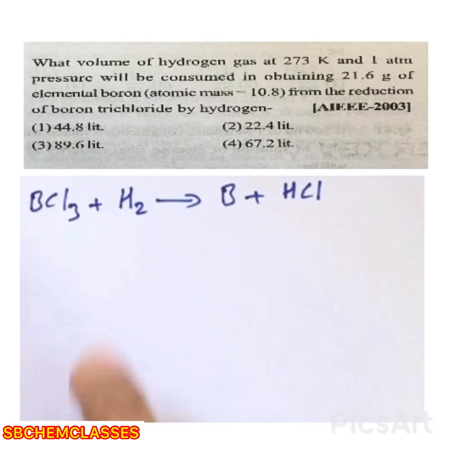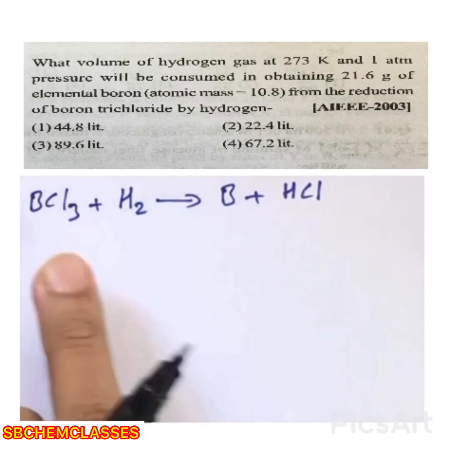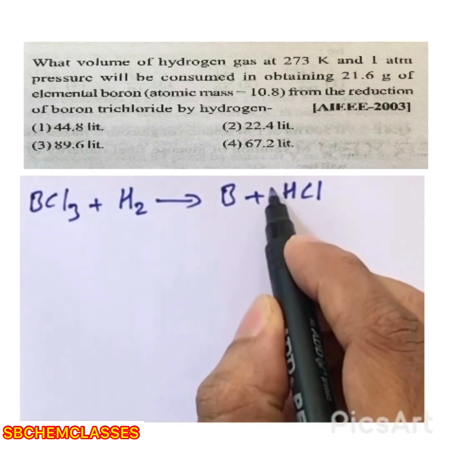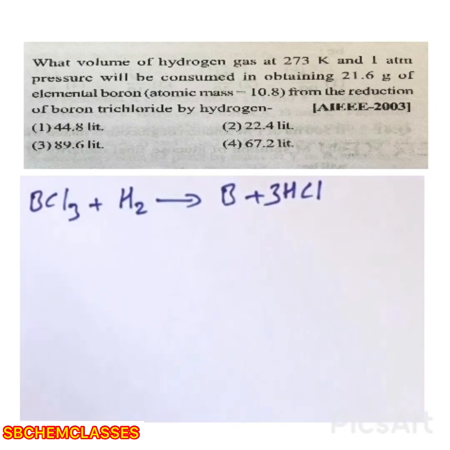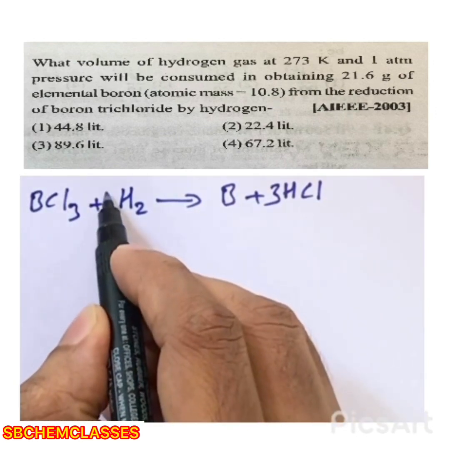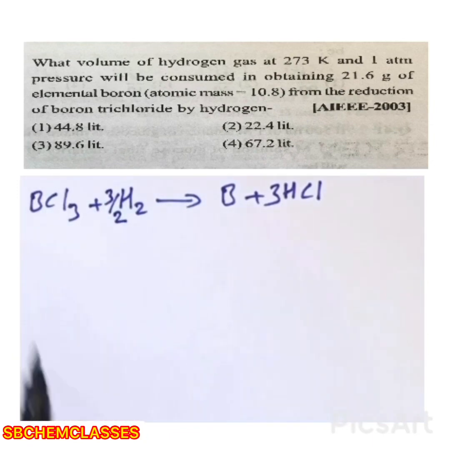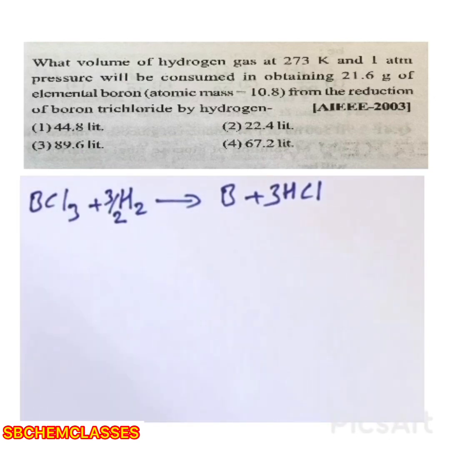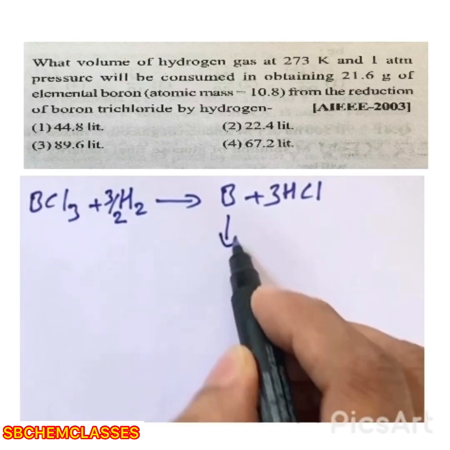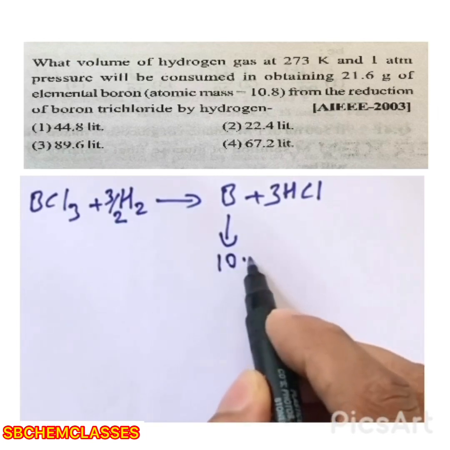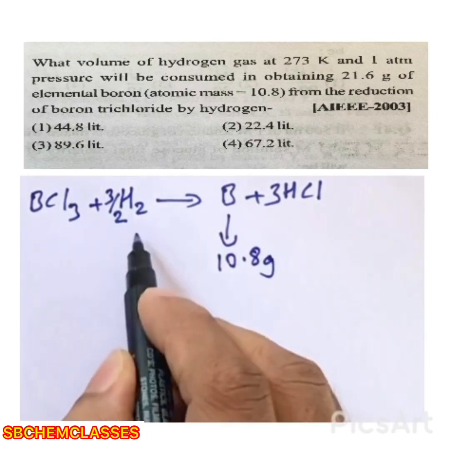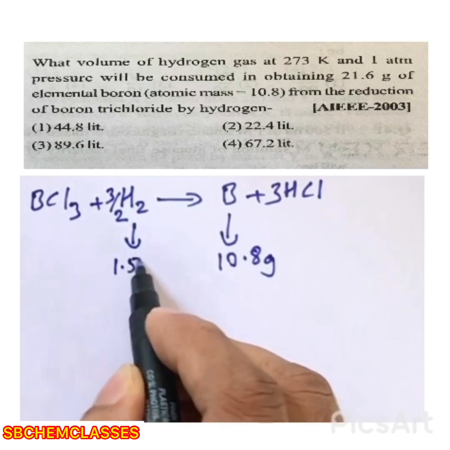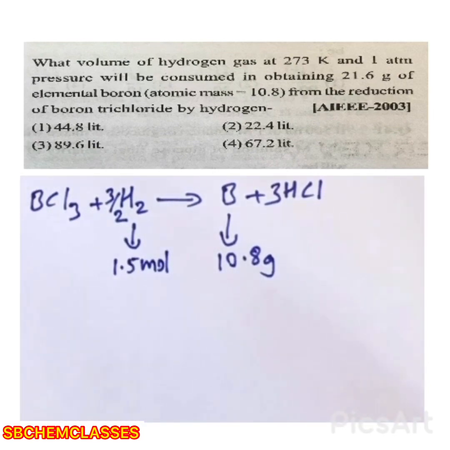We can simply compare elemental boron and hydrogen. First, we have to balance the reaction. BCl3 means there will be 3 HCl, so the H2 should be 3 by 2. BCl3 plus 3 by 2 H2 becomes B plus 3 HCl. Boron has mass 10.8. Then the number of moles of H2 will be 1.5 mole.